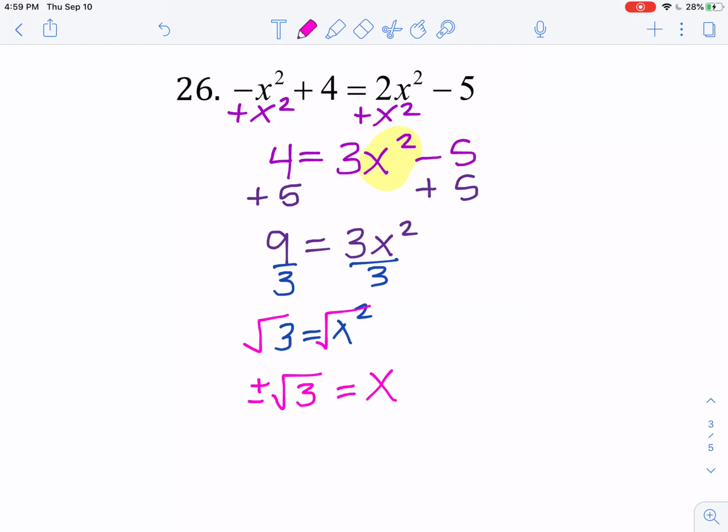Can we simplify the square root of 3? Well, it's not a perfect square, and it's not divisible by any perfect squares, and it's not negative, so there's nothing we can do to simplify it. This is a good answer. If you prefer to write it in this order, you can always switch it. That's not going to affect anything, but you could leave it in that order as well. And so our final answer is x equals plus or minus the square root of 3.